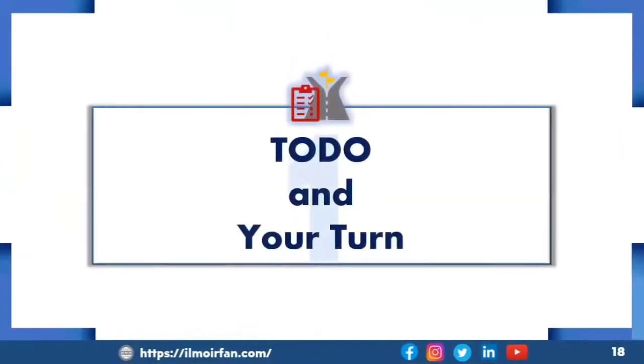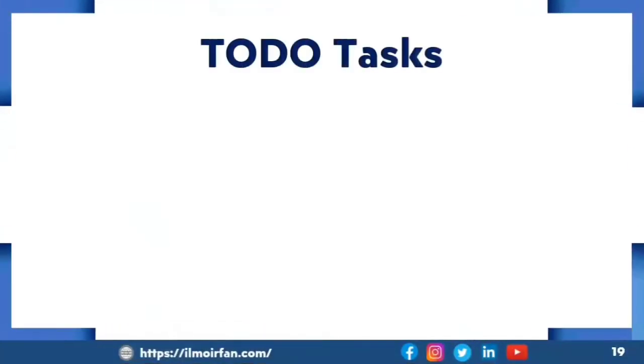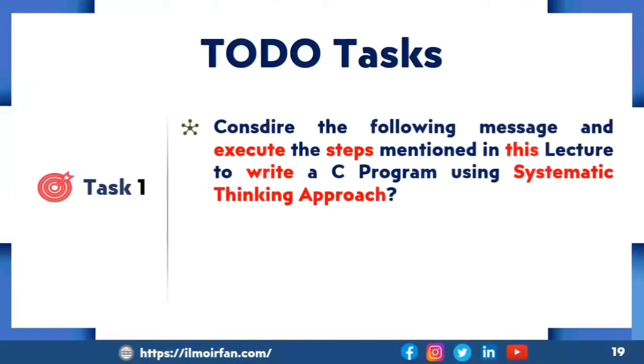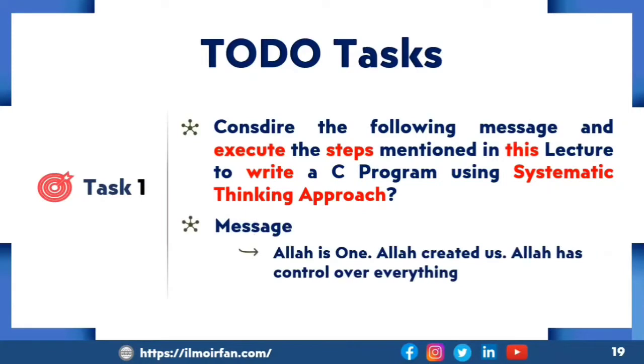To do and your turn task. The to do task for this part of lecture is consider the following message and execute the steps mentioned in this lecture to write a C program using systematic thinking approach. The message is Allah is one, Allah created us, Allah has control over everything.